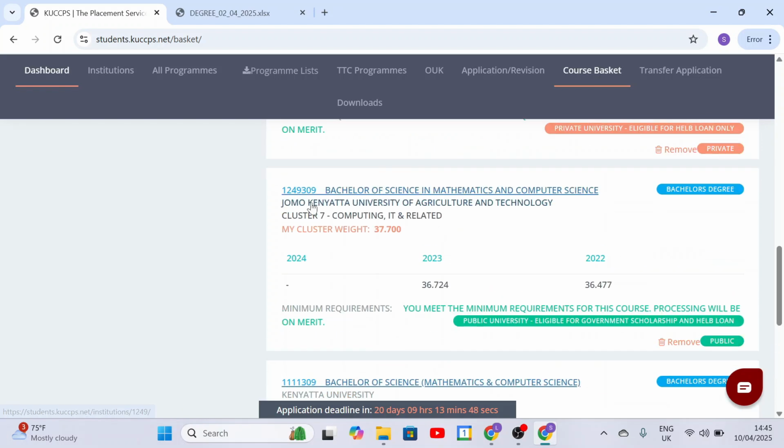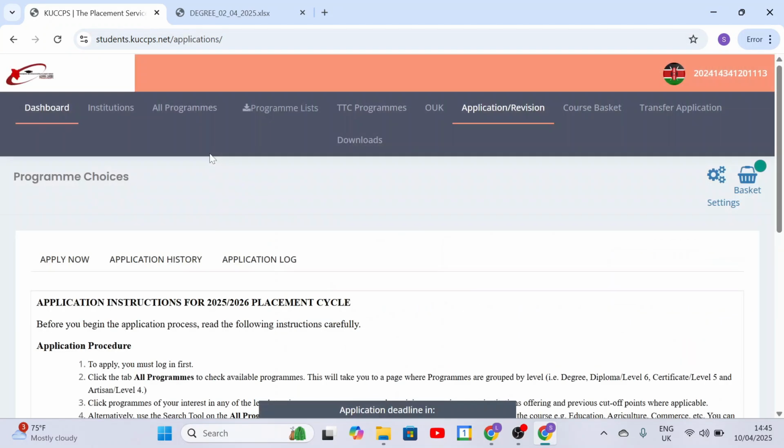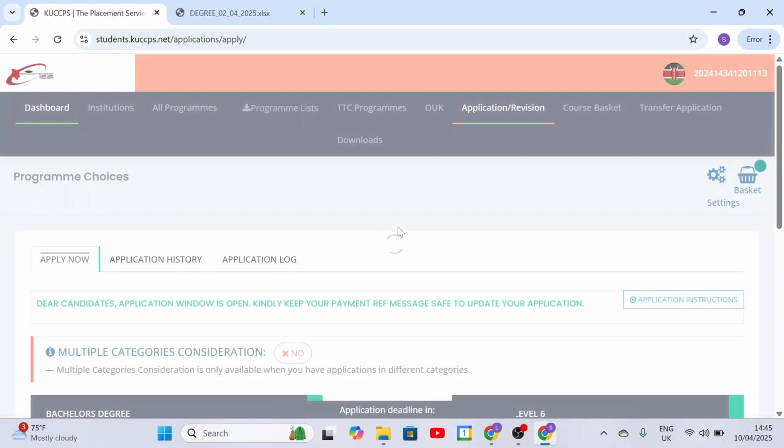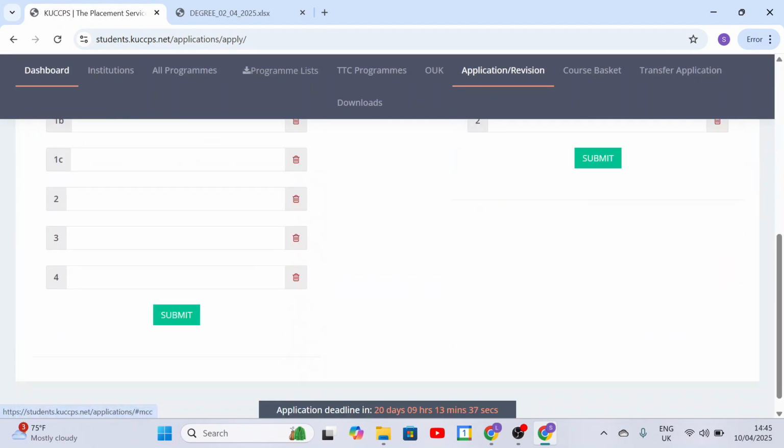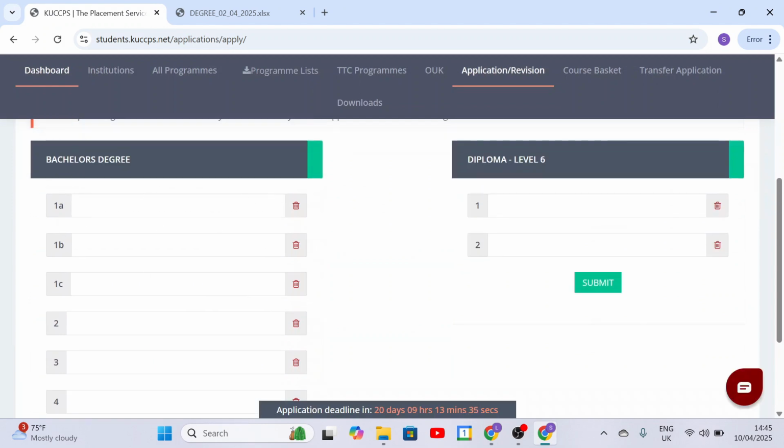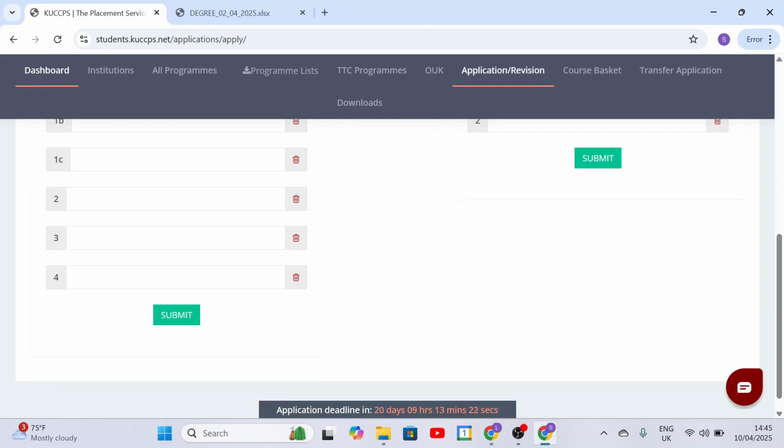Then you'll have to apply. Let me take you there so that I'm dealing with something that you people are actually seeing. When I click apply now, this is what happens. You see, this is a bachelor's degree. I will be able to apply 1A, 1B, 1C. These three mean you apply the same course but to different universities. Take that opportunity and go for it. Then I will also have my number two, number three, number four.